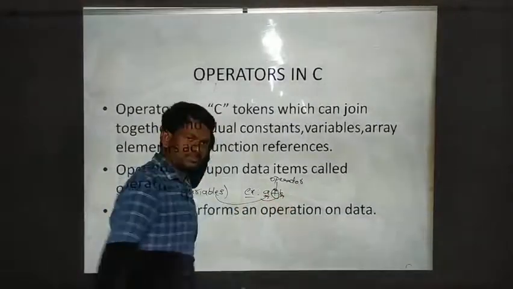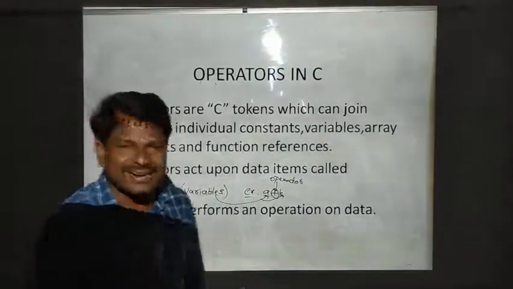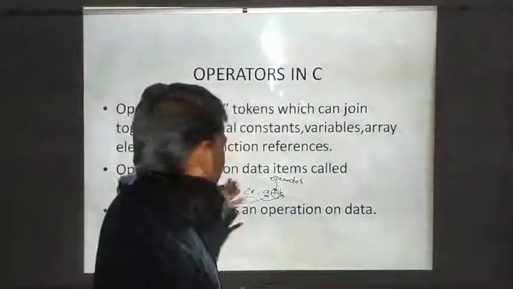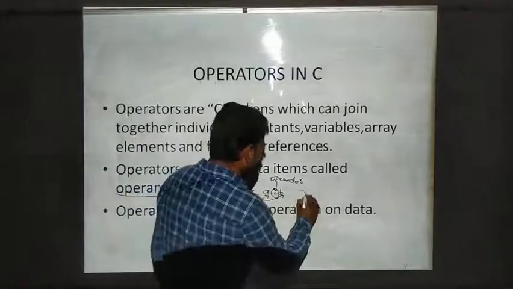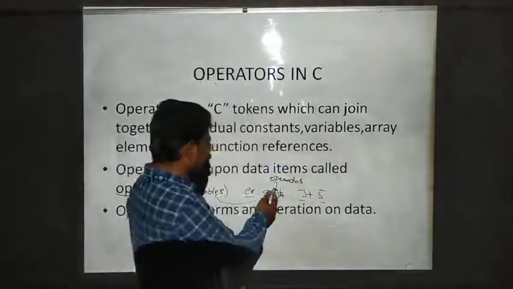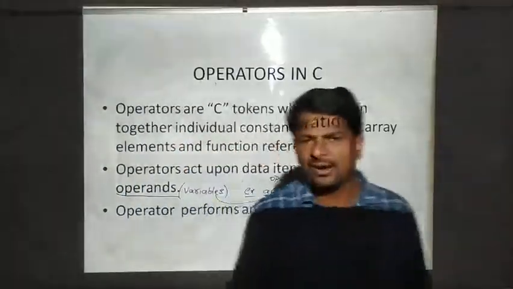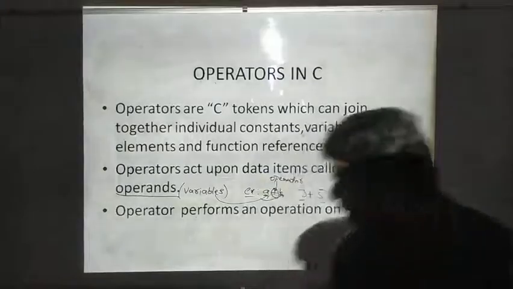Now, an operator performs an operation on data. Not only a plus b. If you are giving 3 plus 5, these are constants, and these are variables. Operators perform operations on data.